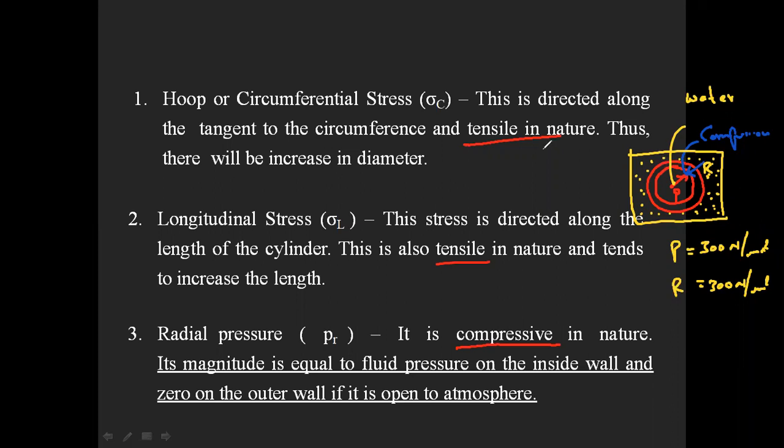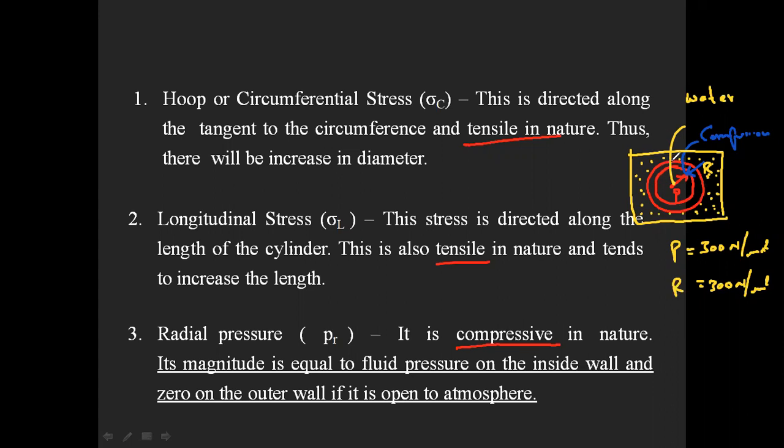Earlier there is no atmospheric pressure on the outer layer, but now when this pipe is fixed inside the concrete, tell me, will the outer layer have a pressure or not? Yes or no? When this pipe is open to atmosphere, the outer wall won't have any pressure. When this pipe is fixed within some constraint, definitely there will be a pressure even on the outer wall. So that is what you need to understand.